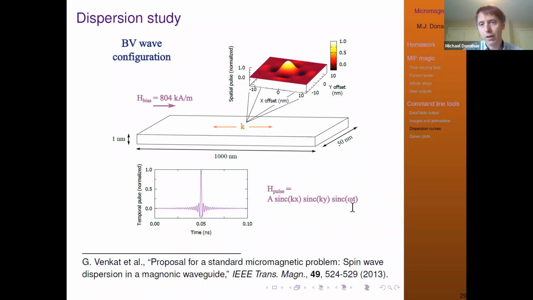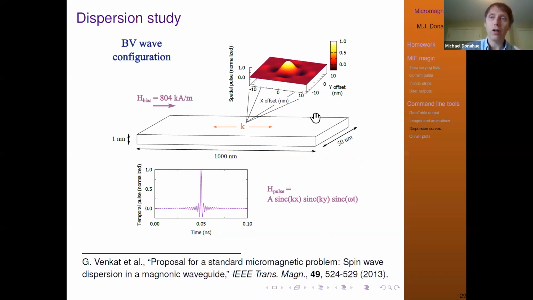There, sinc omega t, where omega is picked based on the frequencies that we're interested in looking at. It's offset from 0. So at time 0, basically there's no pulse, and then it peaks at 50 picoseconds, and it comes back down again, all right? And I showed you this, how you set up the sinc before.